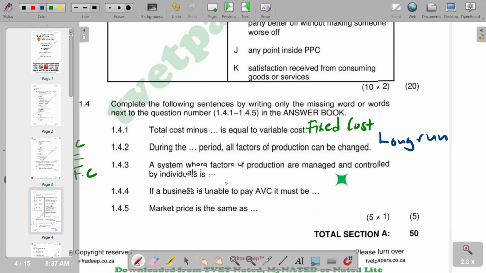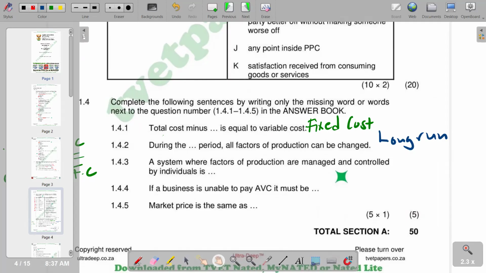Then we go to 1.4.3. A system where factors of production are managed and controlled by individuals. Of course, this is capitalism. Then, if a business is unable to pay average variable cost, it must shut down, it must close. Market price is the same as the equilibrium price. Remember, the intersection point of the forces of demand and supply. Where the demand curve and the supply curve intersect, we have the equilibrium price, which again is the market price.